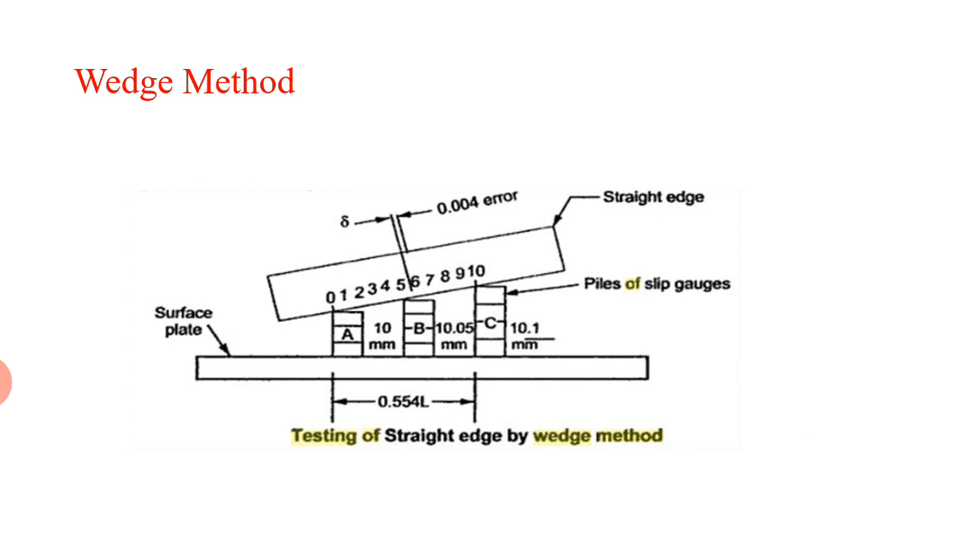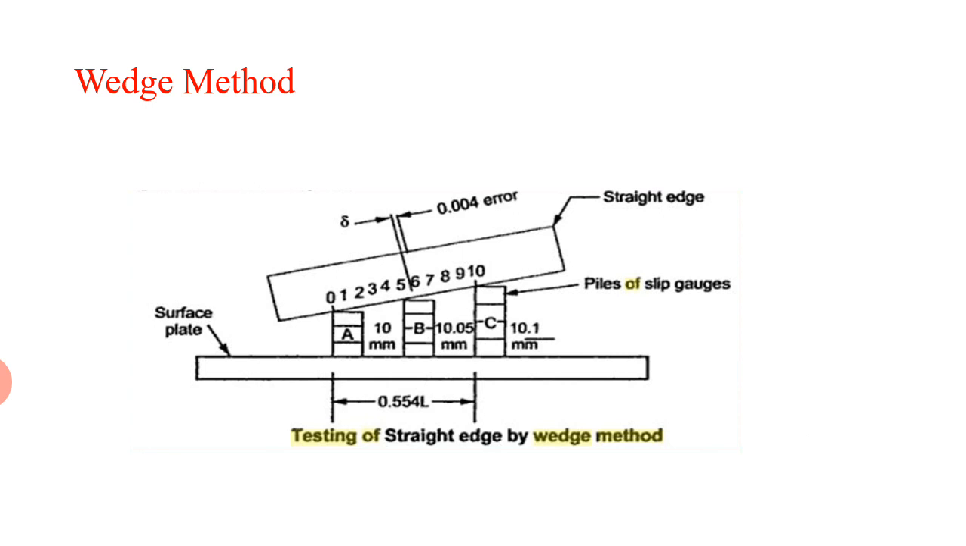A straight edge is supported at the points for minimum deflection on two unequal piles of slip gauges so that it is at a slight inclination to the surface to be tested. The distance between the supports is divided into an equal number of parts and marked on the straight edge. If both the straight edge and the surface are perfectly straight, the gap at each point will vary uniformly.